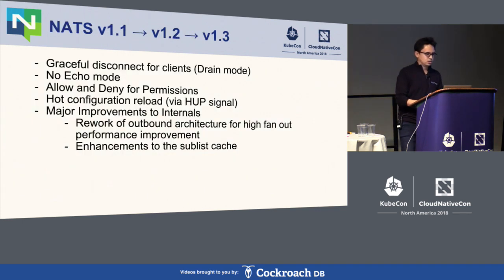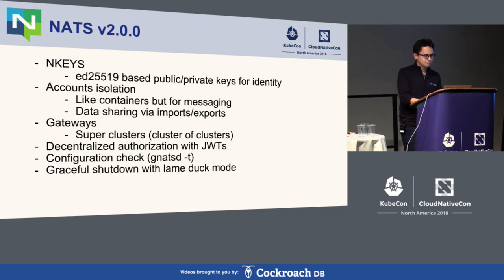And there were three different releases for the V1 series of NATS. We had releases of features such as graceful disconnection from the clients, that we call drain mode, and the no echo mode to stop receiving your own messages on your subscriptions. There were enhancements to the permissions such as allow and deny, hot configuration reload by sending the hop signal, a major internals overhaul with the outbound architecture for high fanout performance improvements, and also improvements to the sublist cache.